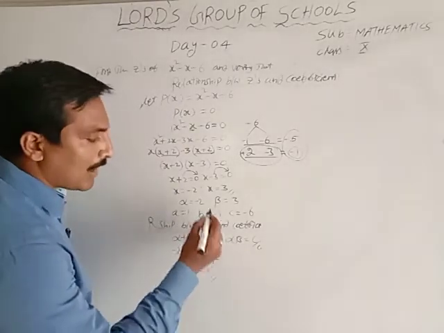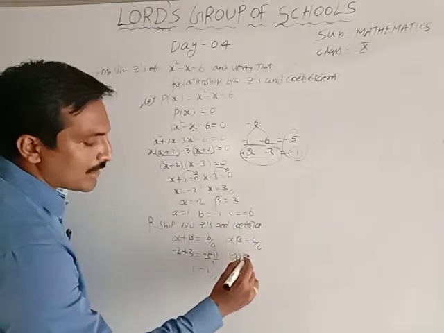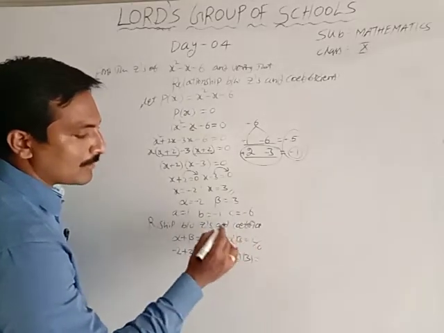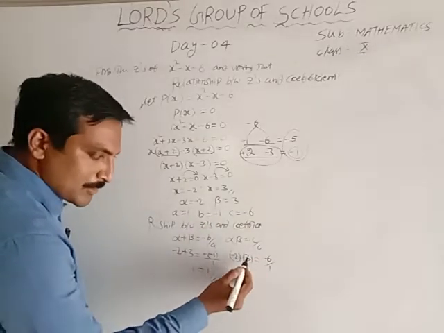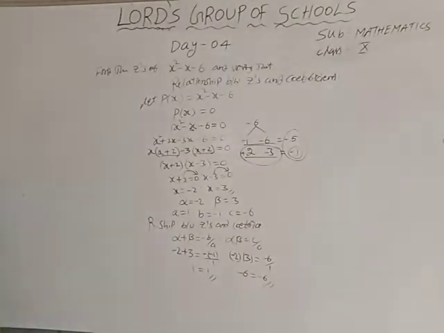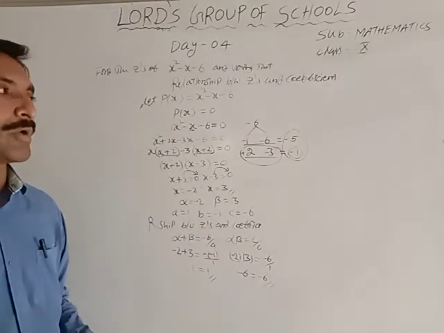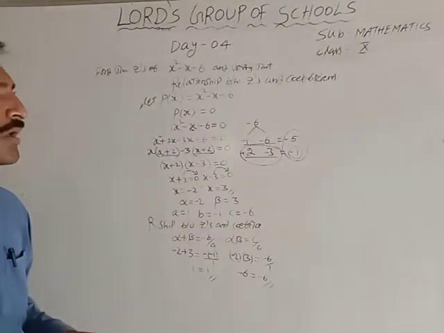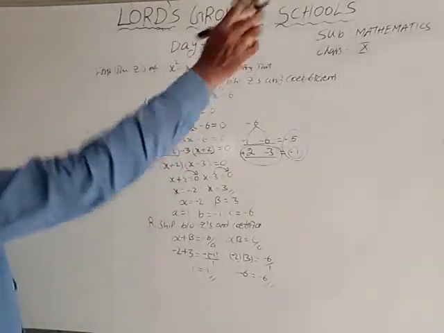Alpha into beta: alpha value is minus 2, beta value is 3, which is equal to c value minus 6 by a value 1. Minus 2 into 3 is minus 6, equal to minus 6. This is the relationship between zeros and coefficients of the given quadratic polynomial. Now in the same model, if any one particular term is missing, how do we find it?